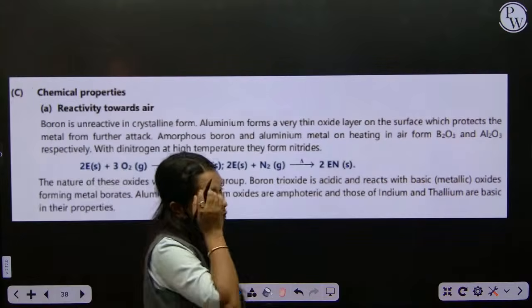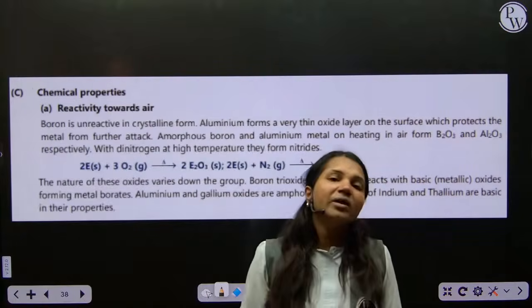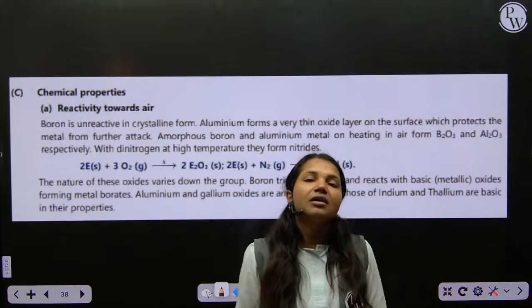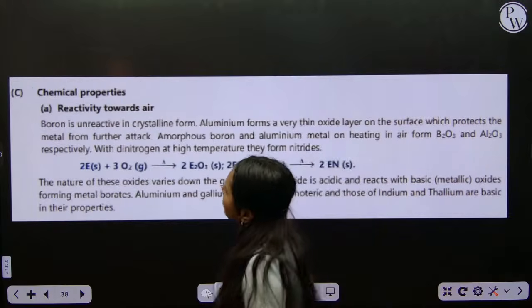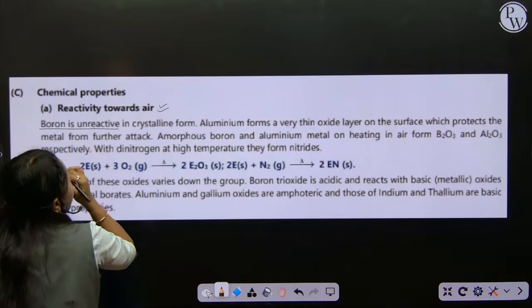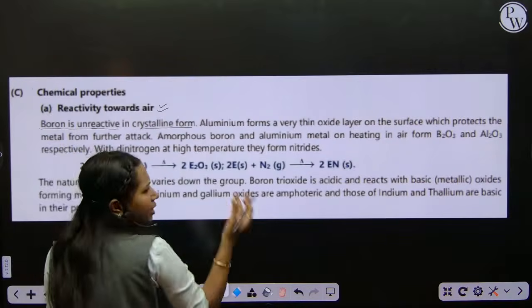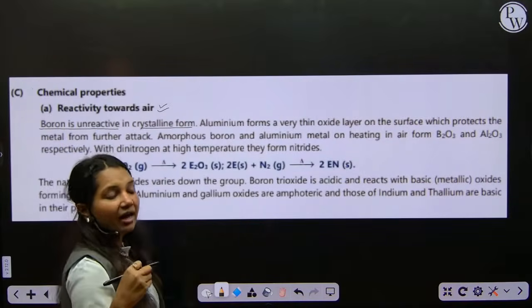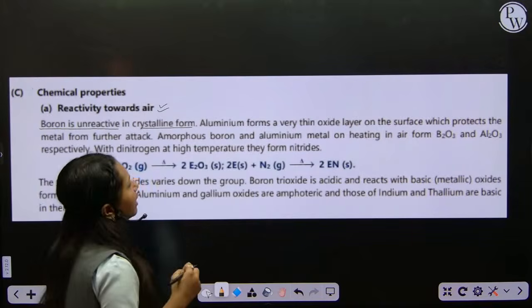Till now for the boron family we have discussed the physical behavior. Now we are discussing the chemical behavior. What is the chemical behavior? Reactivity towards air. Boron is unreactive in crystalline form because it is very solid. The melting point is very high. If it is that solid, how can it react?